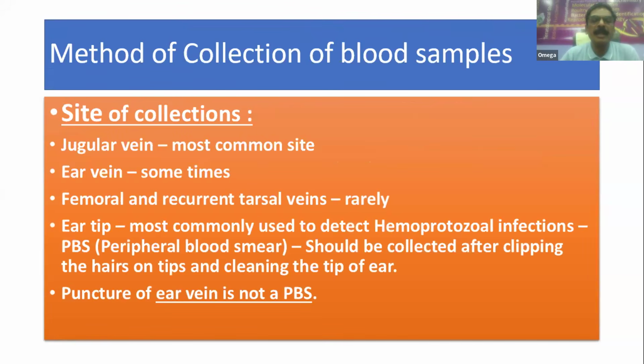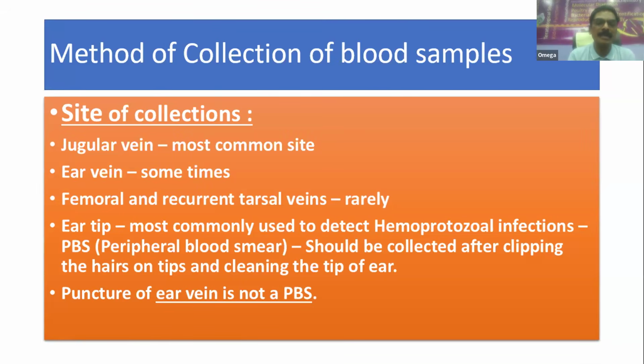Ear vein, sometimes in case of some non-cooperative animals we can also go for the ear vein. Then femoral vein, recurrent tarsal vein, but they are rarely used in sheep and goats. Ear tip is most commonly used to detect hemoprotozoal infections. Peripheral blood smear examination we can call it. It should be collected after clipping the hairs and cleaning the ear pinna.